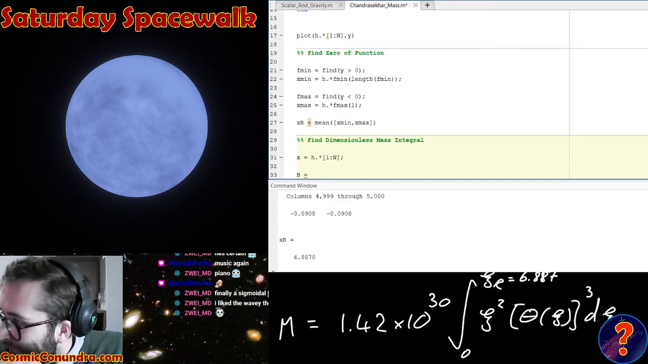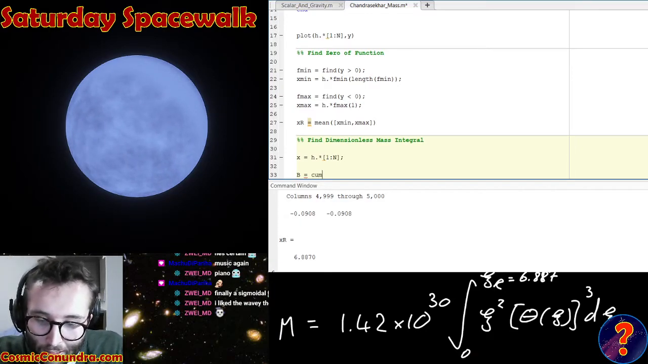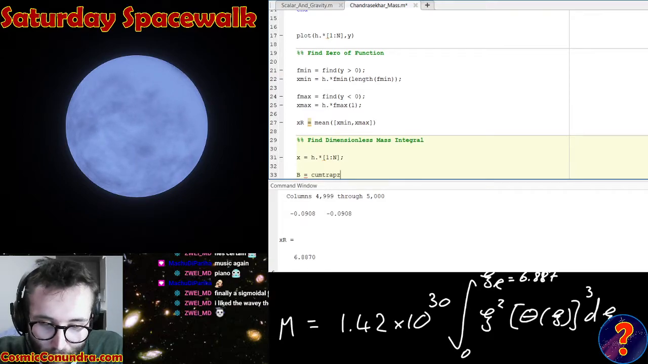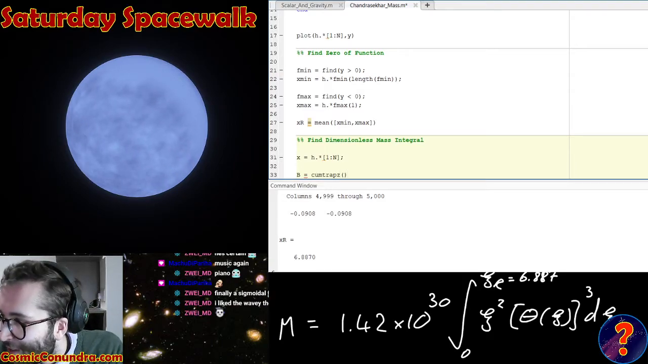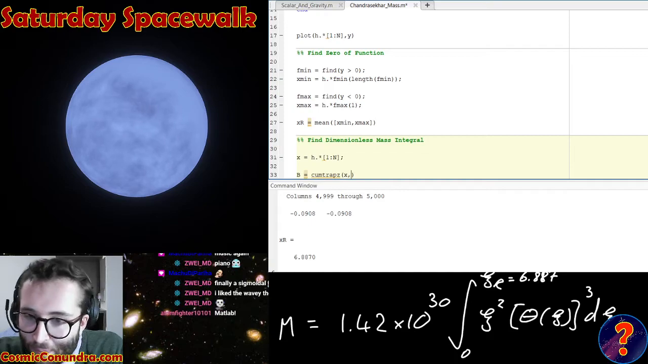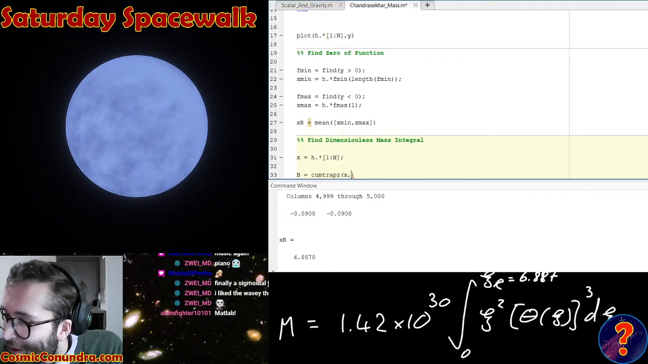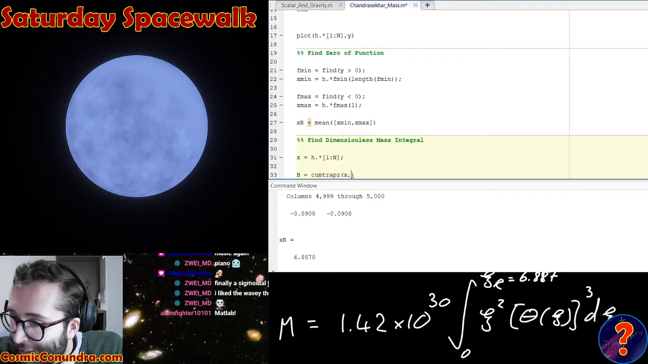I'm going to use an inbuilt Matlab function because I'm being lazy, and I'm going to use this cumtrapz function, which is a bit of a funny name. And really, all you have to do is put in the x variable you're integrating through.